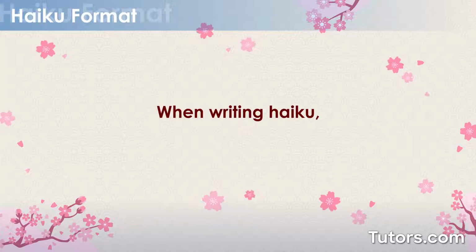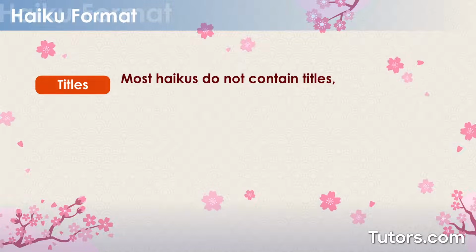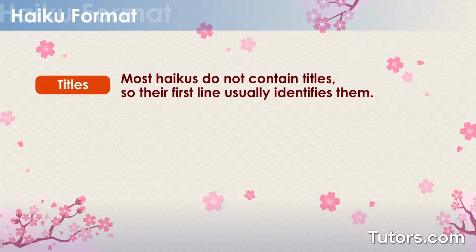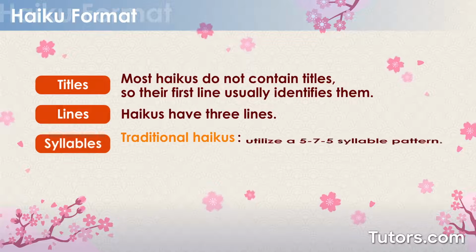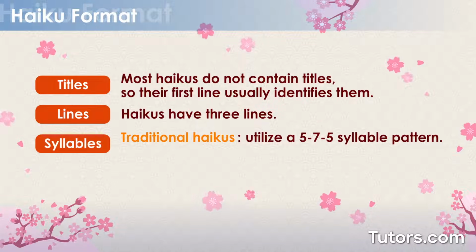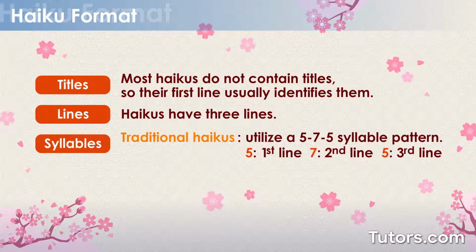When writing haiku, these rules apply. Most haikus do not contain titles, so their first line usually identifies them. Haikus have 3 lines. Traditional haikus utilize a 5-7-5 syllable pattern, 5 syllables in the first line, 7 in the second line, and 5 in the third line.